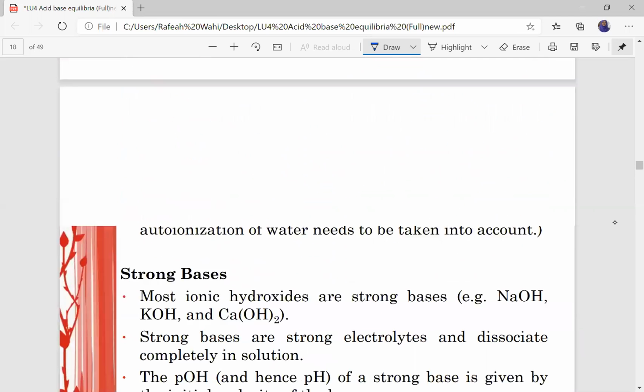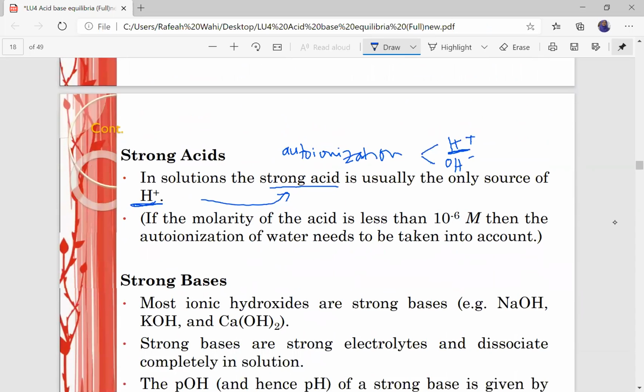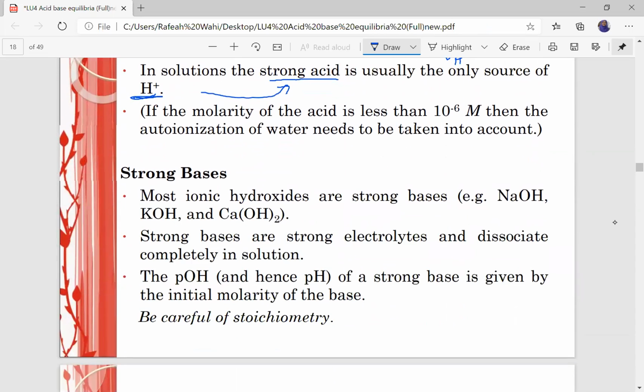What about strong base? The most ionic hydroxides are strong bases. For example, sodium hydroxide, potassium hydroxide, calcium hydroxide. Okay. Strong bases are strong electrolytes and they dissociate completely in solution. And the pOH, and hence the pH of a strong base is given by the initial molarity of the base.